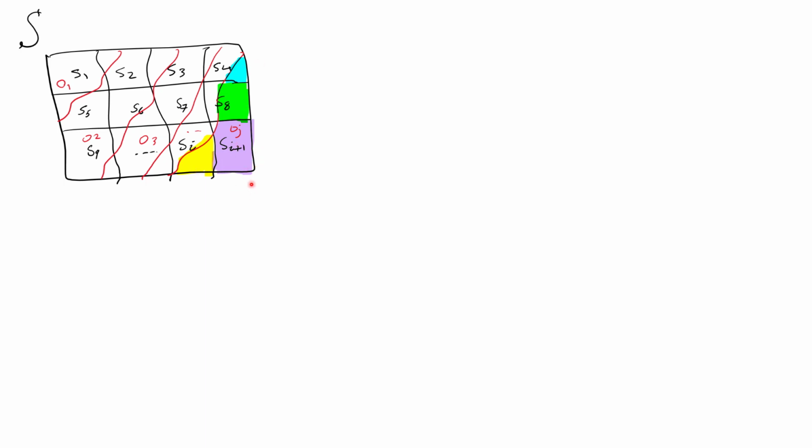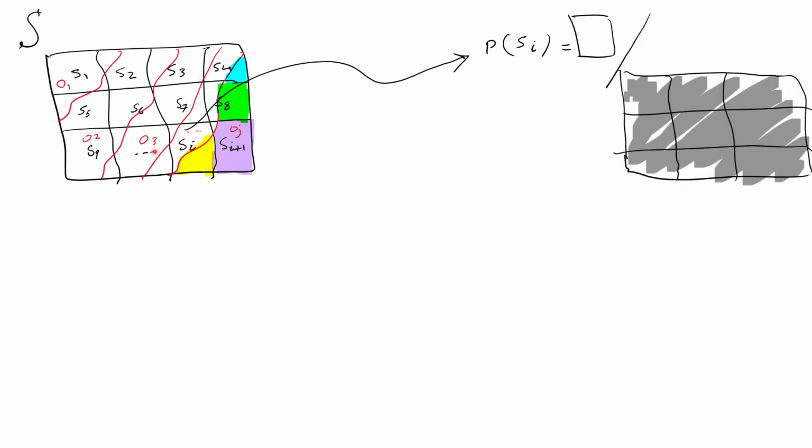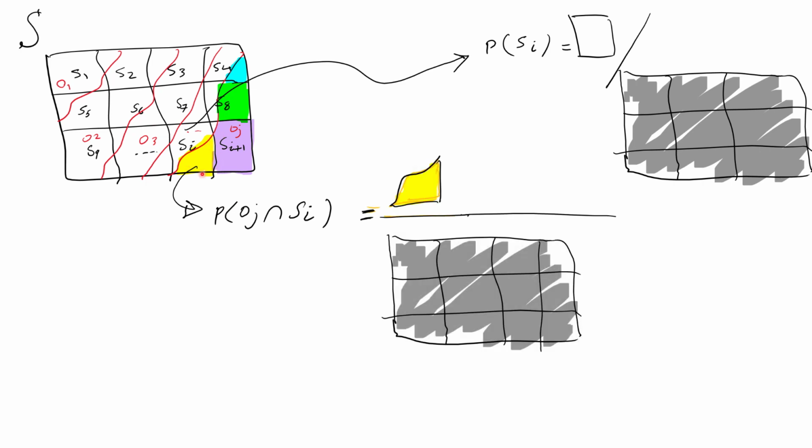We want to see how we can use this information. So just a review, the probability of S_i is this piece, this rectangle divided by the total space, and that joint probability is just that piece, the yellow piece, divided by the total space. And if I'm looking for this conditional probability, the probability of OJ given S_i, when we say given S_i, it means I'm looking only at this piece.